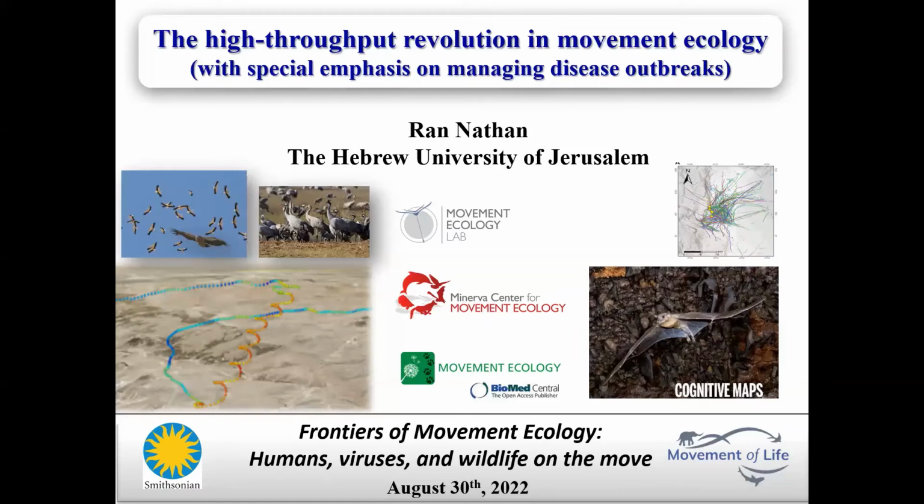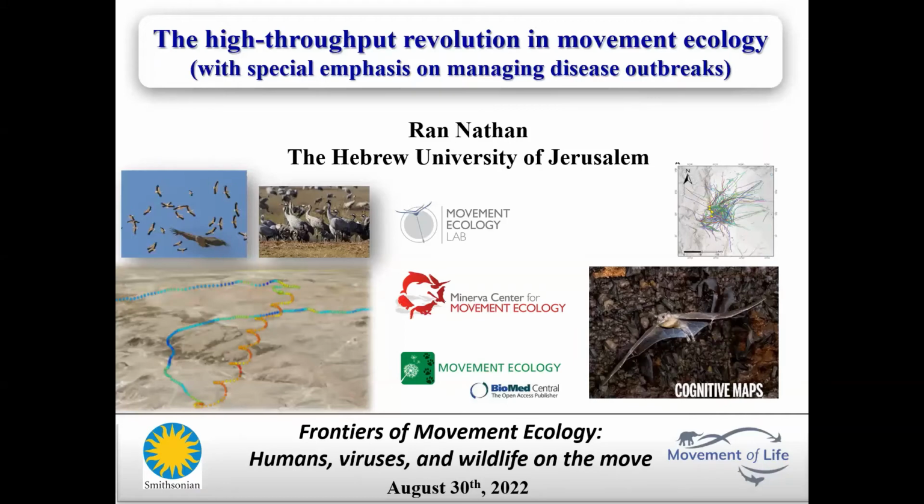What I would like to present today is a highlight on the current state of movement ecology and some future directions, with some emphasis on managing disease outbreaks. The thought was that if Christian covered the topic of COVID-19, then the world now faces another global disease, avian flu. So these two can be combined under one umbrella: how animals and humans and viruses interact.